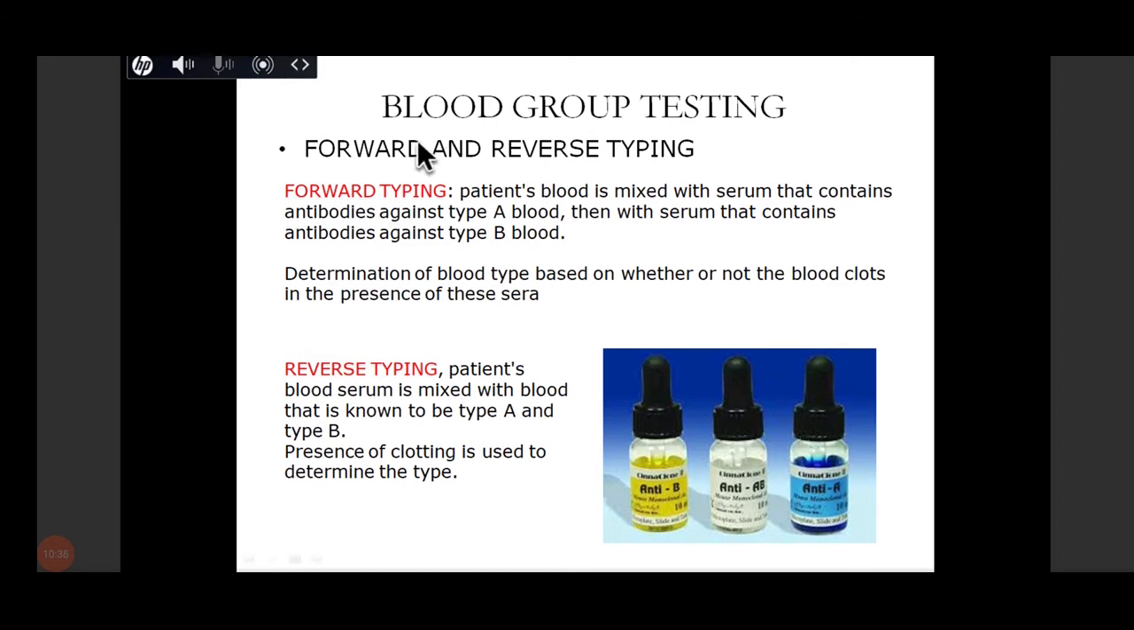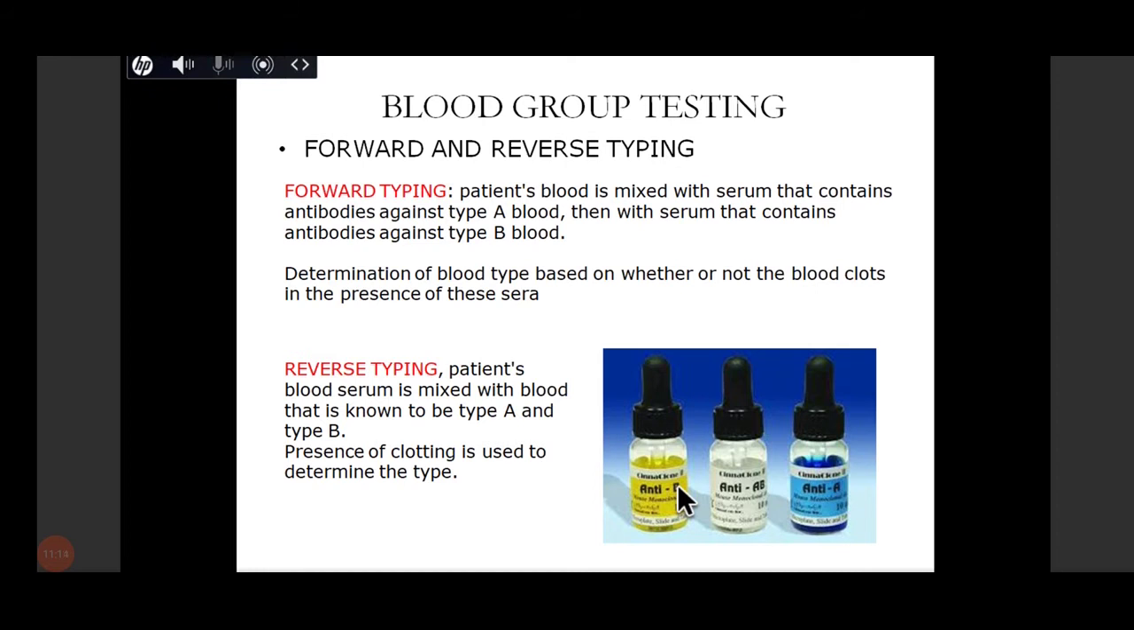So I have talked about forward grouping and reverse typing, reverse grouping. What are the two main differences between them? In forward typing, we use the patient's blood and a serum which contains anti-A, anti-B or anti-AB. So in this reaction, we know what blood group the person has. In reverse typing, we are doing the opposite. We are taking the patient's serum or plasma and mixing it with a known red cell suspension of type A, B, and O.